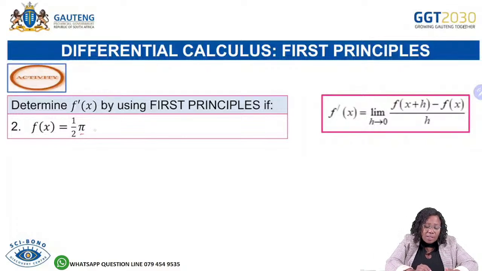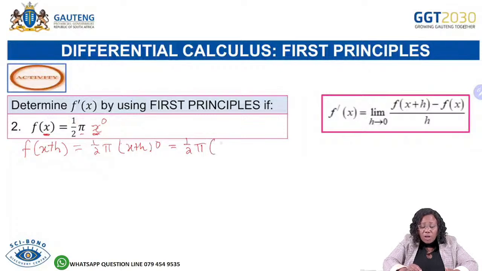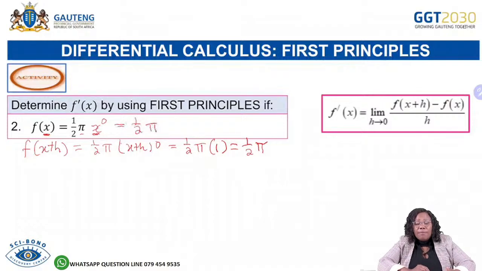So that means in this case, we are also having that x to the power 0 there. And then this will be f at x plus h. For x, we are going to substitute x plus h. We are having half pi, and then for x is x plus h to the power 0. And then now this will be half pi, since x plus h to the power 0 is 1. So we are still having that half pi as our f at x plus h, which is the same as our original f at x, which is half pi there.